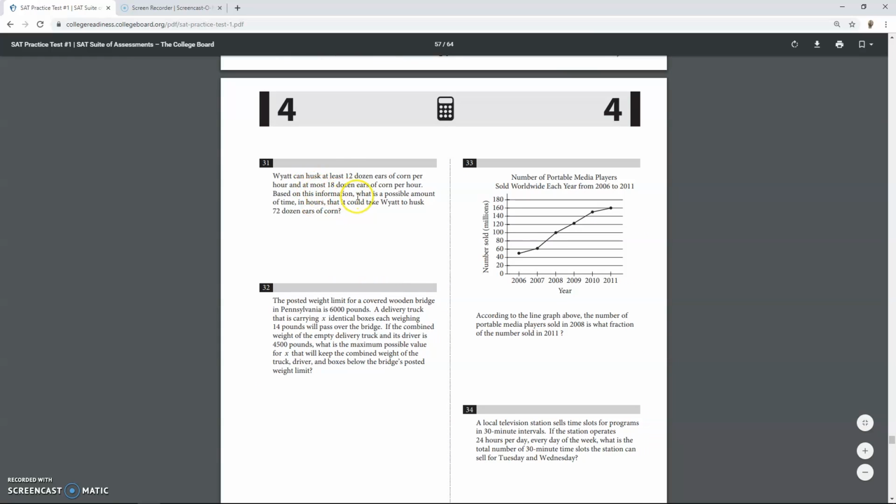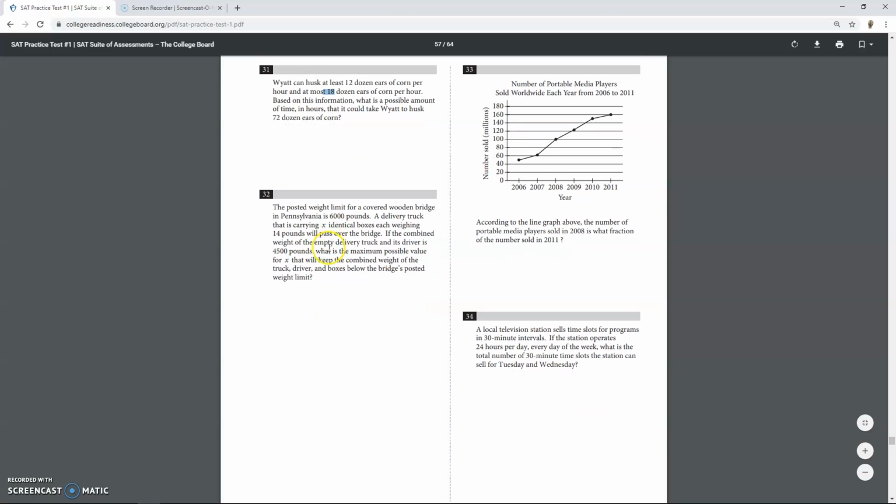For here, we know at least 12,000 per hour, and at most 18,000 per hour. So the possible amount of time will be 72 divided by 12, which is 6 hours at most, and 4 hours at least. So that will be any number between 4 and 6 hours.